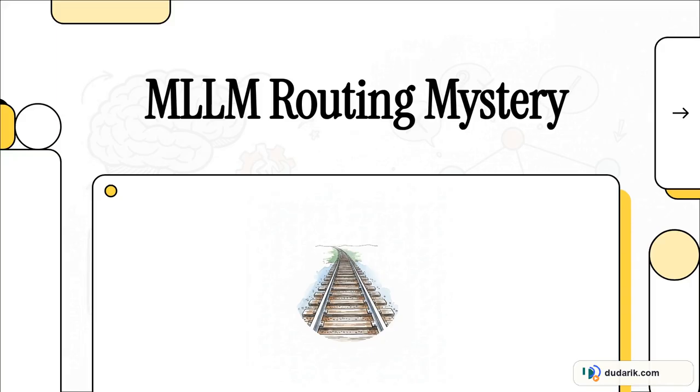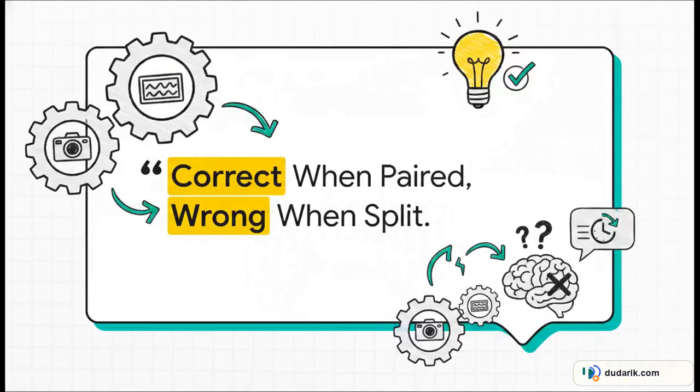Well, a groundbreaking new archive paper, specifically 2606.17057, reveals a completely silent failure that's happening right under our noses in production systems. Today, we're going to unpack exactly what's going wrong with knowledge editing, and more importantly, how a brilliant new method called DECODE actually solves it. The paper's title literally says it all. Correct when paired, wrong when split. And this perfectly encapsulates the core of our mystery.